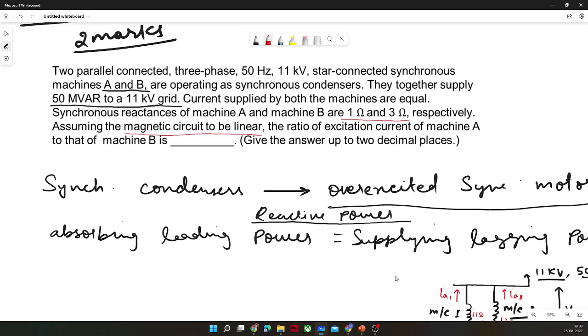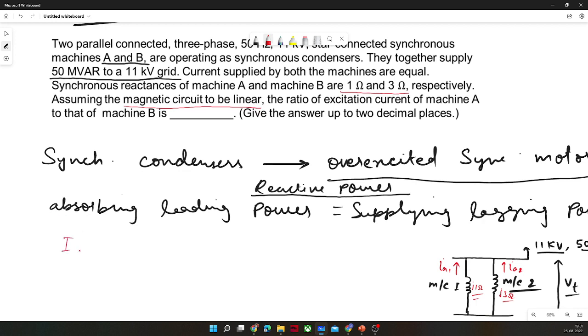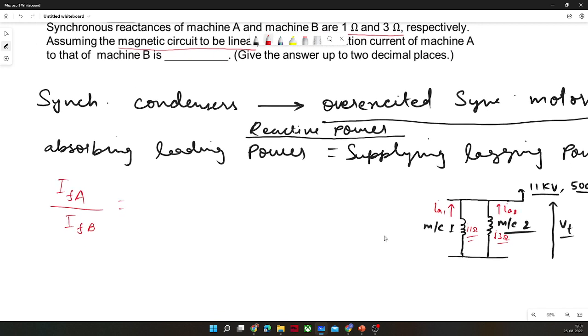So I would say IfA divided by IfB. IfA to IfB we had to calculate. In a synchronous machine, we all know the field is supplied by the rotor. The field is wound on the rotor. So excitation EMF is related to the field current. So here, if I write it as EfA divided by EfB, it would not be wrong, right?